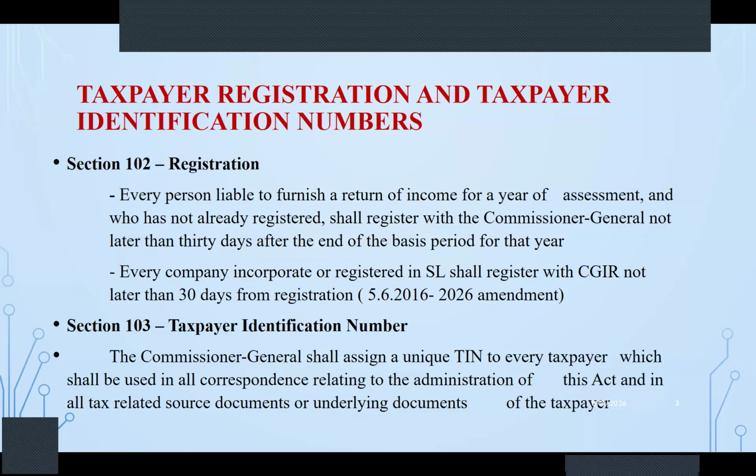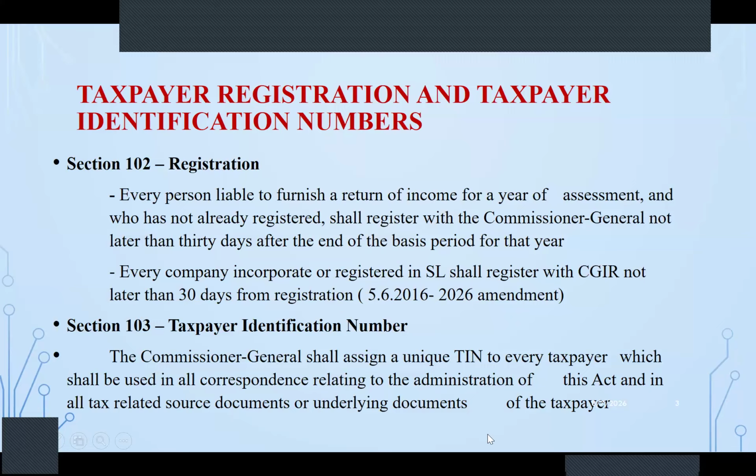In addition to that, tax type registration should be obtained if you have a tax liability. Also, every company after incorporation with the Sri Lankan company registration department should, within 30 days of that registration, obtain a TIN registration from the department. So it is a must. It is the responsibility of that organization, mainly companies.